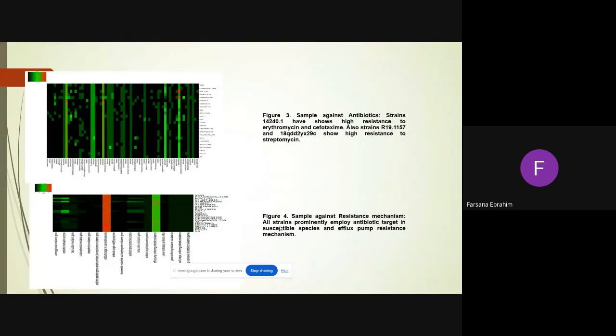And this shows the sample against antibiotic. In here, strain 1424.0.1 has shown the high resistance. Also in Figure 4, sample against resistant mechanism. In here, all strains prominently employ antibiotic target in susceptible species and the efflux pump resistant mechanism.